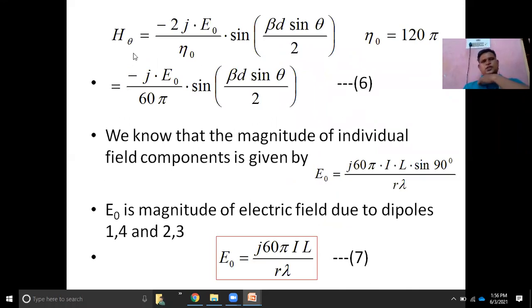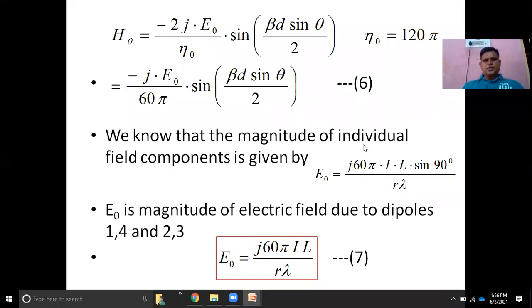H theta is equal to minus 2J E naught by eta naught, that is nothing but 120 pi into sine BD sine theta divided by 2. This is our magnetic field intensity in theta direction. Here we are not doing anything, we are just simply substituting the equations.